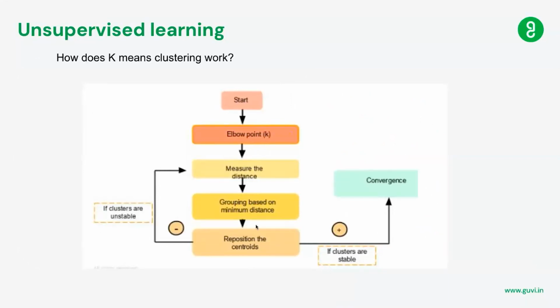Then it repositions the centroid. It keeps changing the centroid. How many times can it do it? It does it until the clusters become stable. When we say the clusters are stable, that means no more changing of the centroid is happening. The distances are remaining the same and the centroid is not fluctuating from its position. So it can go through multiple iterations and then it converges, and then you get your multiple clusters.